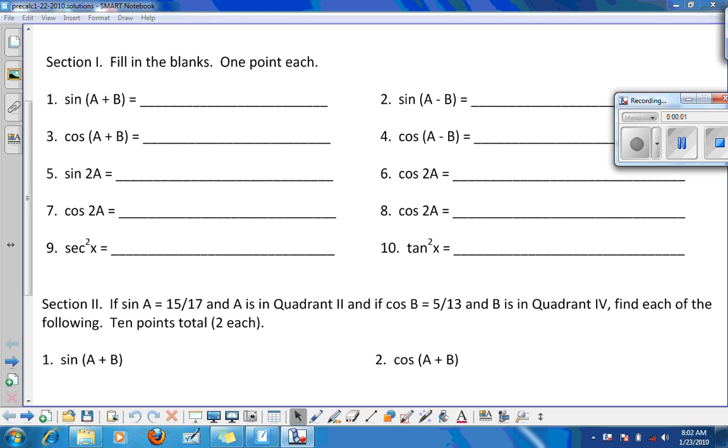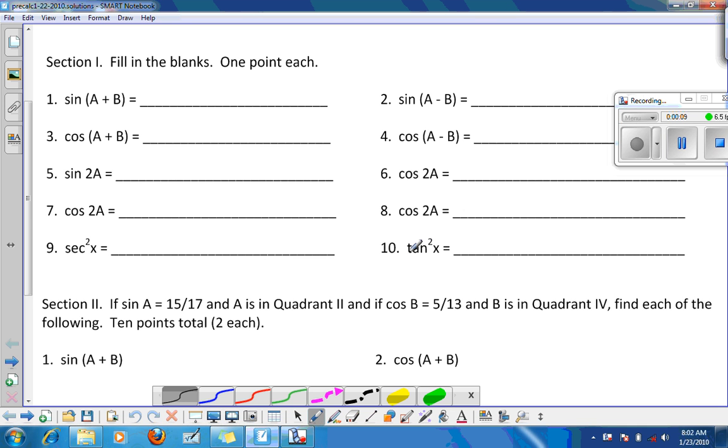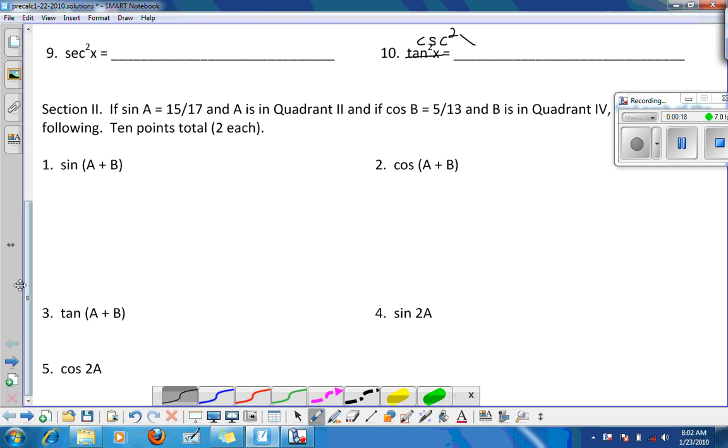Good morning, kids. We're going to go ahead and go over the test. I'm going to go over it in sections. Please look in your notes for section 1 and remember that we changed this one to cosecant squared of x. So let's go ahead and start with section 2.